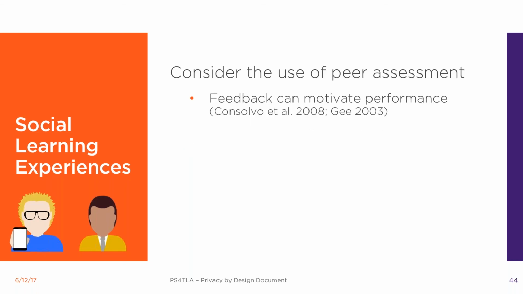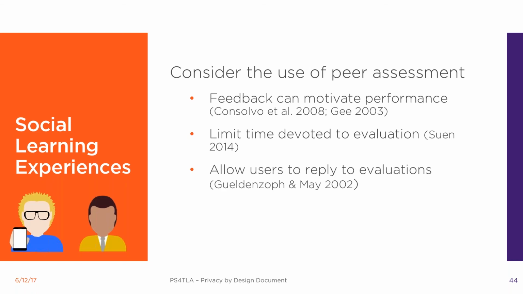Another typical aspect of social learning is the idea of peer assessment. So that's another aspect where privacy comes into play, because feedback from peers can definitely motivate performance, but overly extensive review procedures can actually be counterproductive. So one thing that you can think about is, do you want feedback to be anonymous or non-anonymous, right? So in peer reviews, anonymous reviews tend to be more honest, but they can also be more harsh.